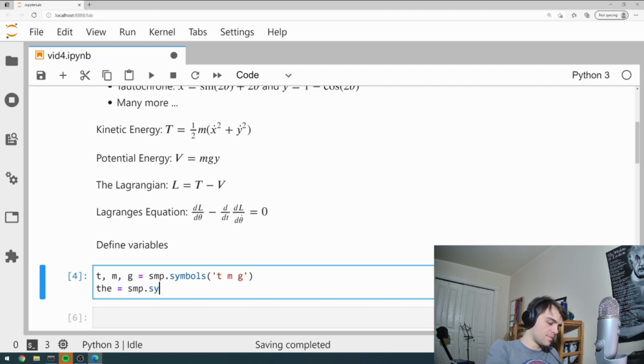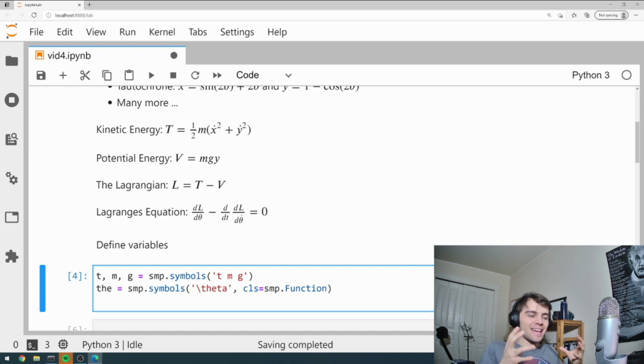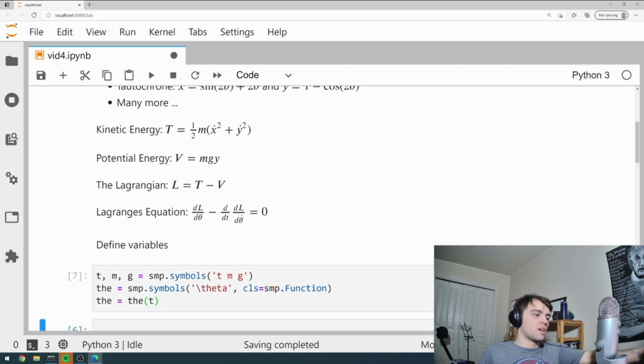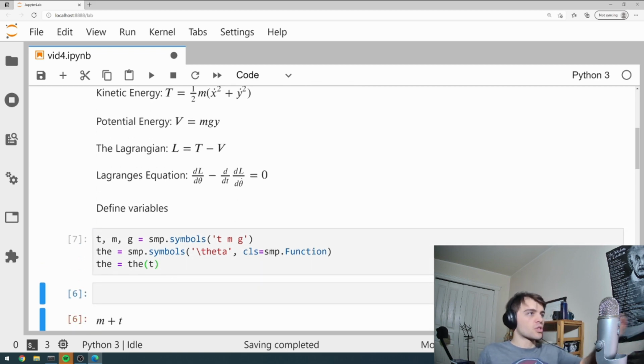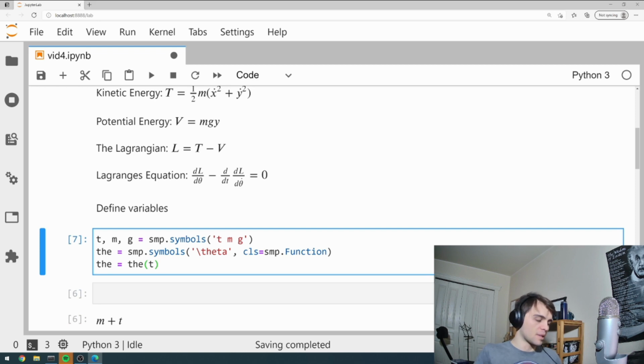So theta, and we give the little LaTeX formula here. And the class is going to be sympy.Function. And we make a point of saying in the end, theta is going to be a function of t. So theta is equal to theta of t as such. So we have that defined. We're also going to define the derivative of theta and also the second derivative of theta. These will come up later.